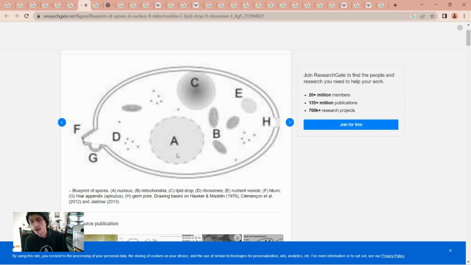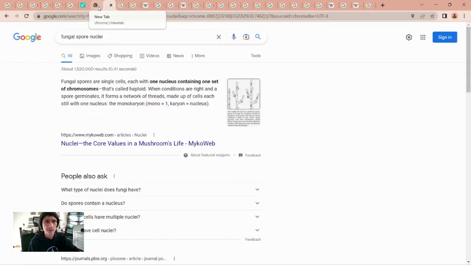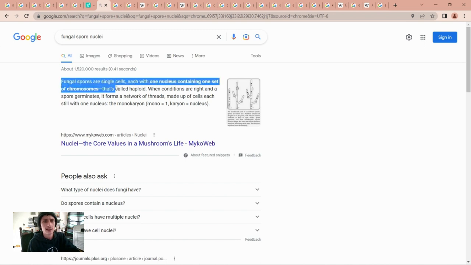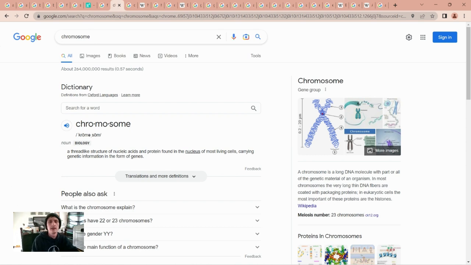Now, a ribosome is a minute particle consisting of RNA. So again, just touching on that RNA to differentiate it from DNA. Mostly RNA just makes proteins. Fungal spores are single cells, each with one nucleus containing one set of chromosomes. And it's important that we know what a chromosome is as well.